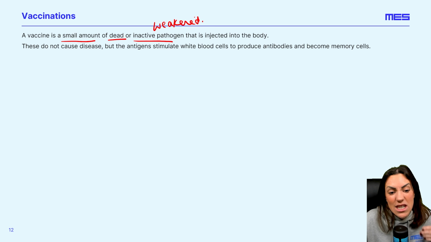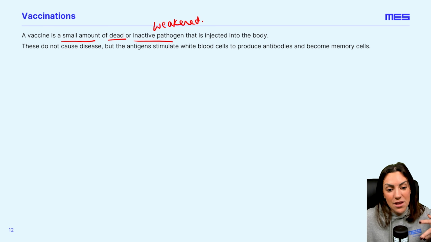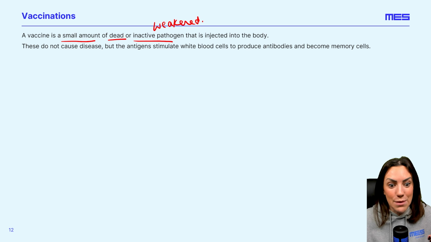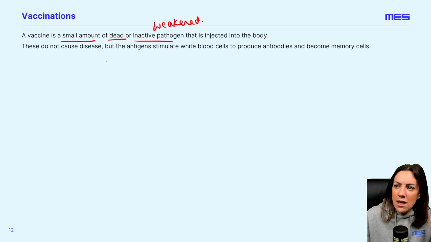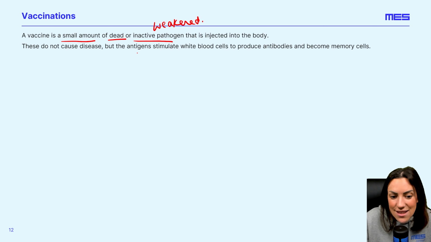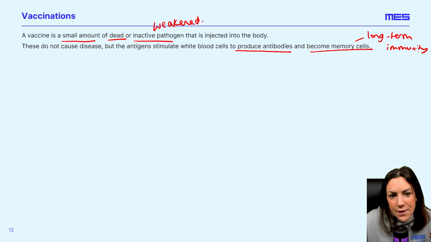They might even just inject you with the antigens of the pathogen, the proteins from the surface. They might just inject you with those antigens because that's going to be enough to trigger an immune response, but you won't get ill. So these vaccinations won't cause disease, but because they're introducing the antigens into your bloodstream, those foreign antigens, then your white blood cells will recognize the foreign antigens, they will produce antibodies, and you will form memory cells to give you long-term immunity.